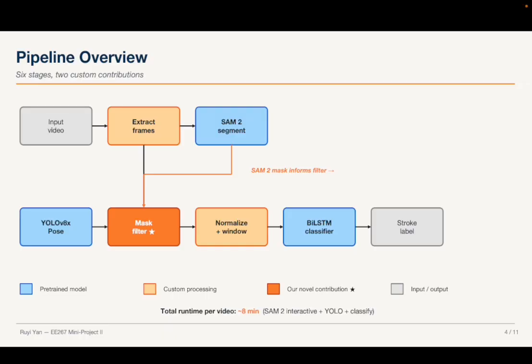Reading the data flow, an input video is extracted into frames at 5 fps. Frames go down two parallel paths. SAM2 produces a swimmer mask on top. YOLOv8x-pose detects 17 keypoints on raw frames, not segmented ones, and I will justify that in slide 6. The SAM2 mask feeds into the filter stage. The orange arrow suppresses YOLO false positives from non-target swimmers. After filtering, keypoints are normalized, windowed, and passed to the BioSTM, which outputs a stroke label. And to end, the pipeline runs in about 8 minutes per video.